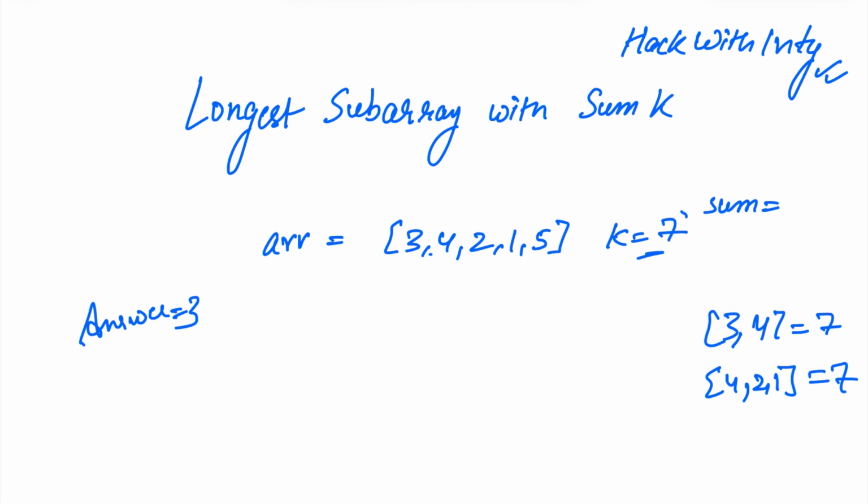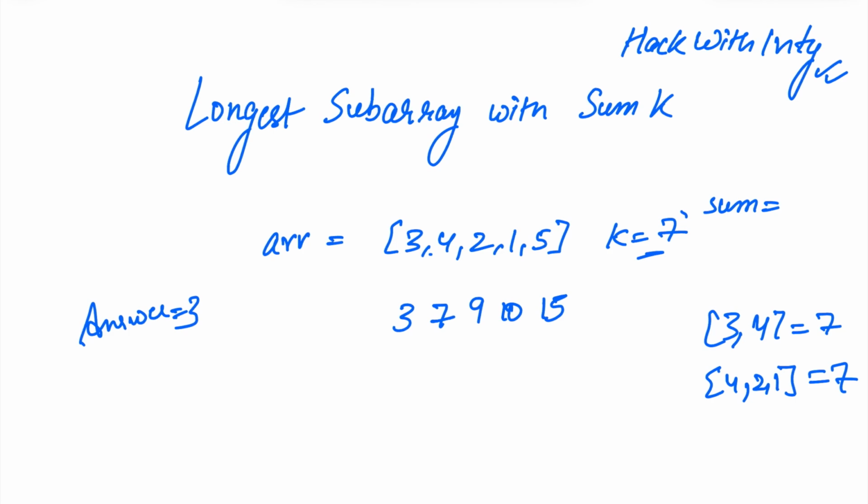In the optimal solution, what we are going to do very simply is to have a running sum. When I say running sum, it means if we add the element 3, the running sum is 3. Then we do 3 plus 4, 7. 7 plus 2, 9. 9 plus 1, 10. And 10 plus 5, 15. So this is a running sum.